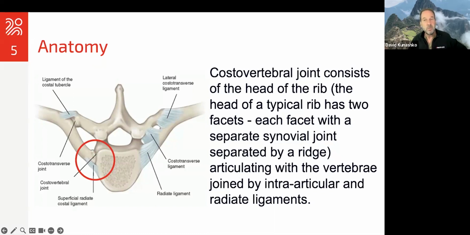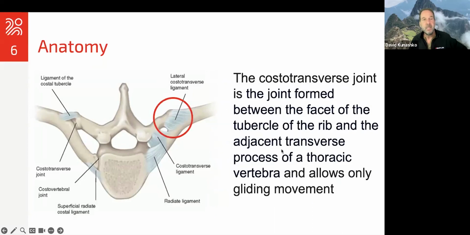So for the costovertebral joint, you can see here what they look like and the ligaments that connect them. And then the costotransverse joint, of course, is where a transverse process articulates with the rib. You can see here, and this allows more of a gliding movement. You can see the red circle, and there are different ligaments that hold it in place, including the lateral costotransverse ligament.